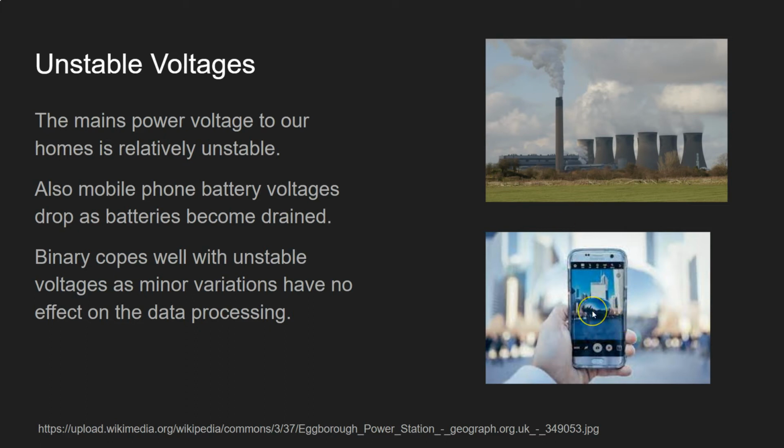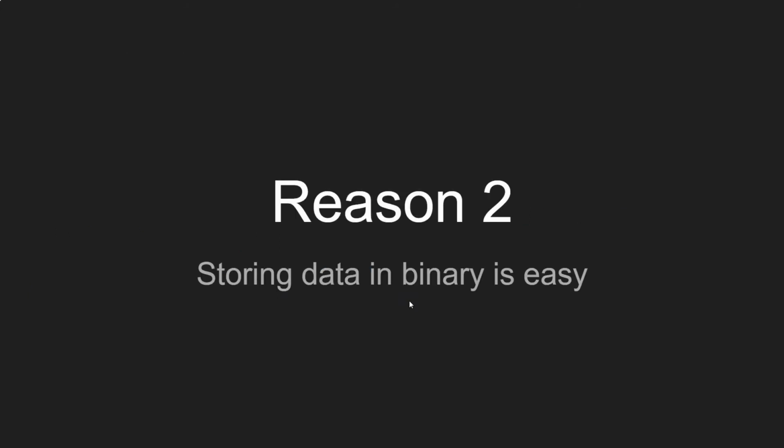Also, if you've got a mobile phone, as your battery dies and it gets lower and lower, the voltage dips on your phone and it becomes more unstable. Binary can cope with that because it doesn't really matter what voltage it's coming through. It doesn't need to be exact voltage. It will still work. So that's reason number one.